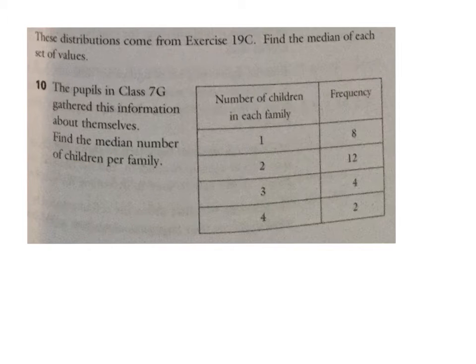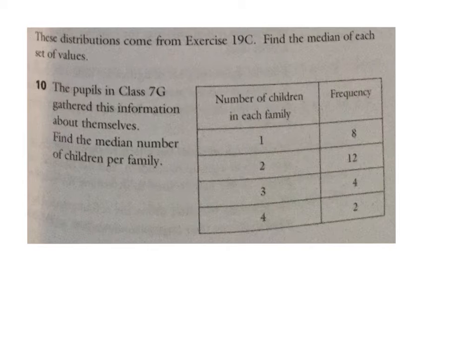Let's understand the table first. There's a number of children in each family here. So 1 child in a family, 2 children in a family, 3 children in a family, and so on. Frequency means how many. So 8 means there's 8 families that have 1 child. 12 means there are 12 families that have 2 children, and so on.